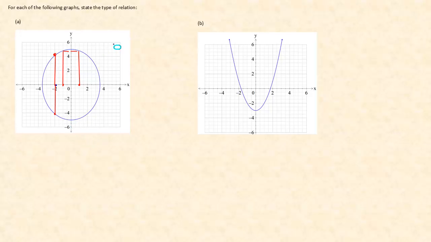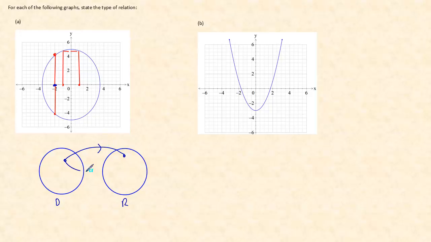So what we would have, if we looked at it like this, with the domain here and the range here, is that we have a value here in the domain that's giving rise to two different values in the range. We also have two values here that are giving rise to the same value over here. So that's many to many.